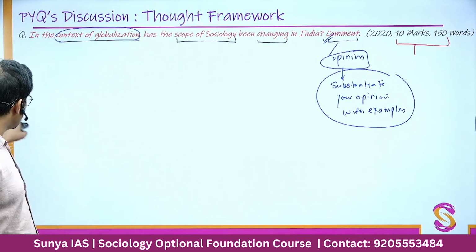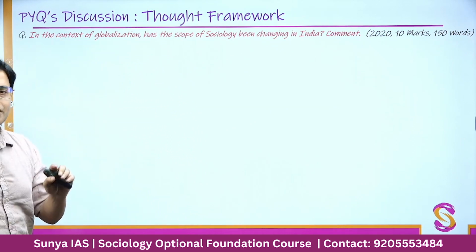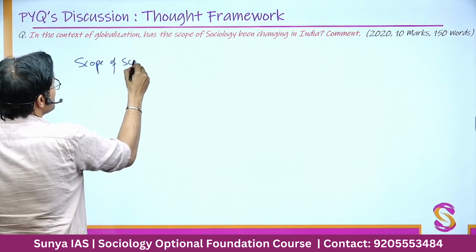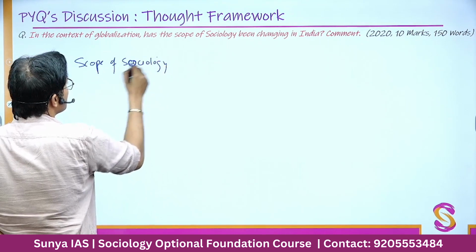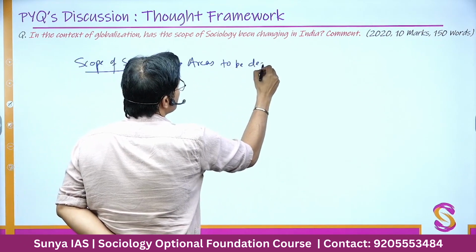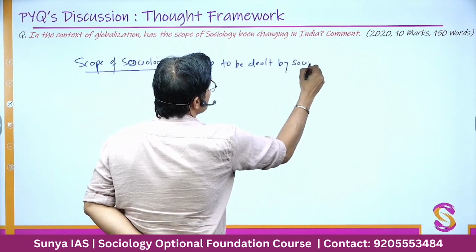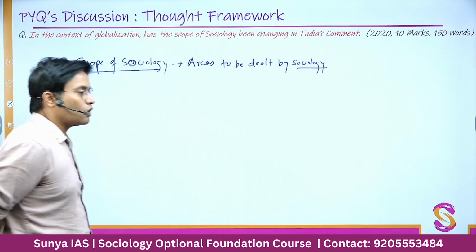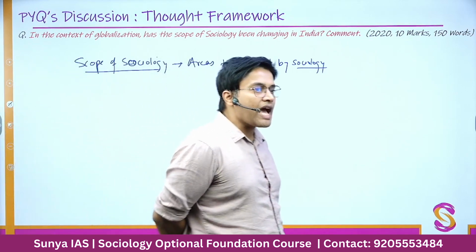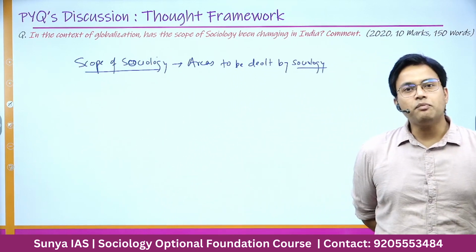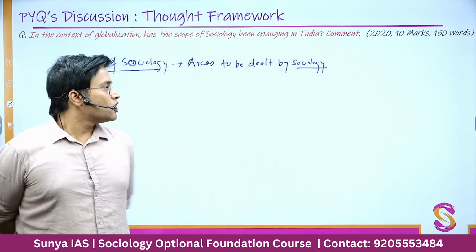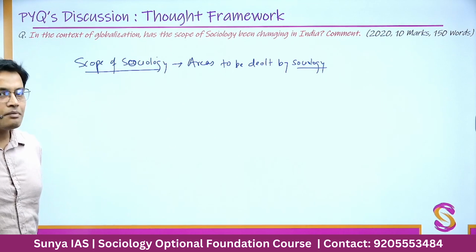So if you have understood this topic about the scope of sociology, I'll just give you a very brief idea. The scope of sociology basically means what are the areas to be dealt by sociology. Just like when we talk about zoology, zoology is basically dealing with animals. When we talk about botany, it is dealing with plants. When we talk about astronomy, it is dealing with the study of the entire universe, right? So in that sense, what are the areas that have to be dealt by sociology?